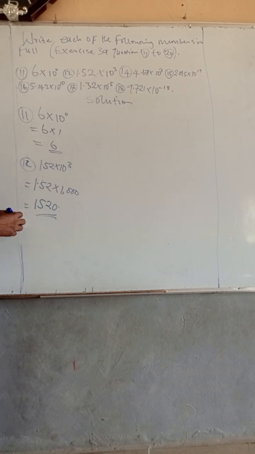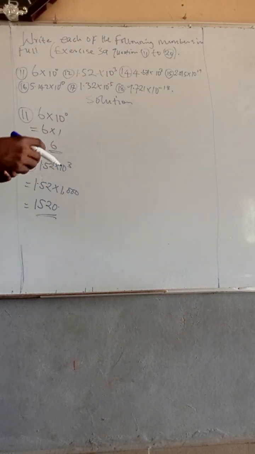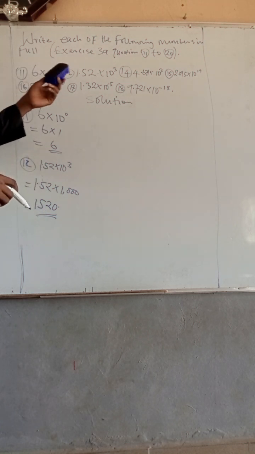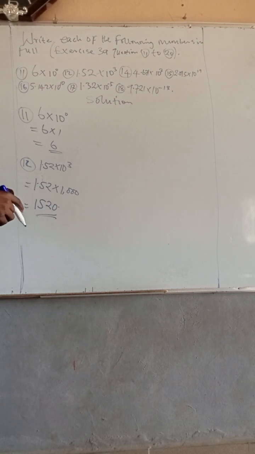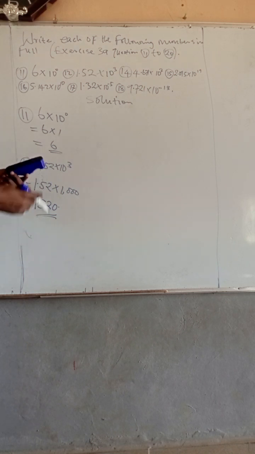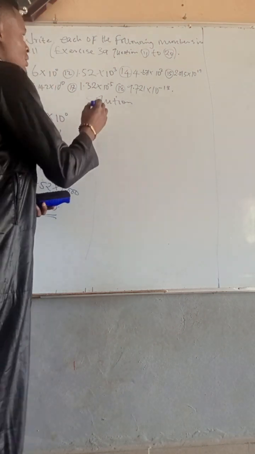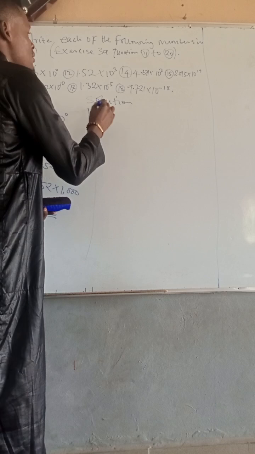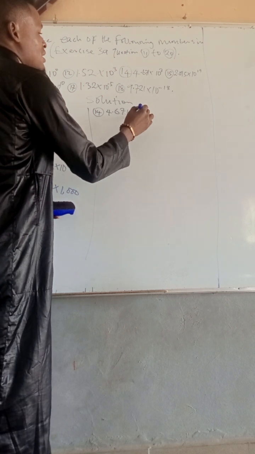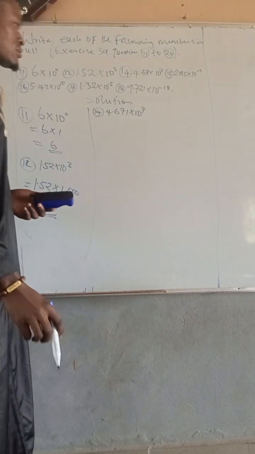So number 13, I left it out because the explanation for number 12 covers the one for 13. So let me go with 14. Let me do it on this side. We have 14 to be 4.671 multiplied by 10 to the power 7.